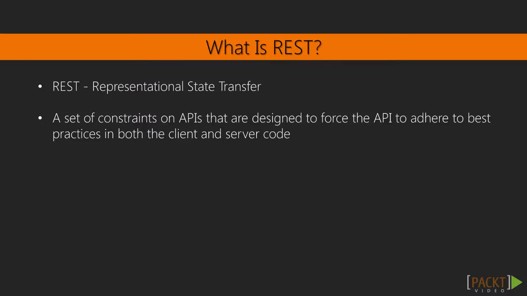For our application, we will create an API that allows third-party programmers to access the actor, movie, role, and post data. To do this, we will be using a type of API called REST. REST, which stands for Representational State Transfer, is not a protocol definition per se. Rather, REST is a set of constraints on APIs that are designed to force the API to adhere to best practices in both the client and server code.